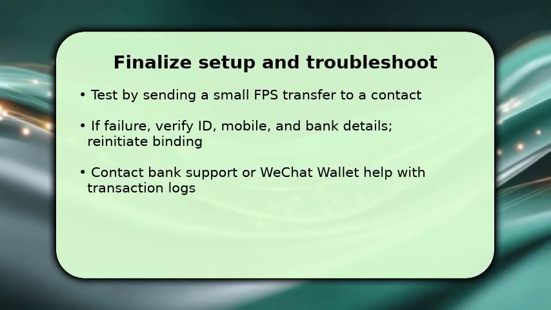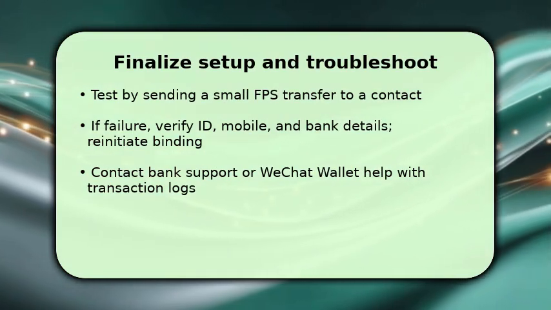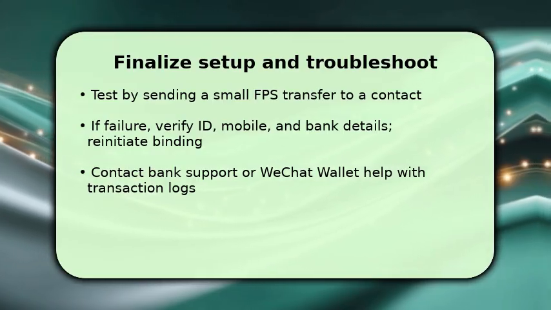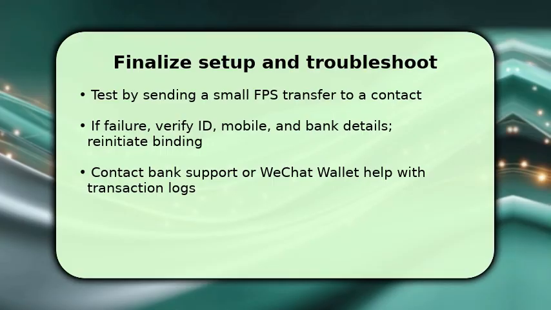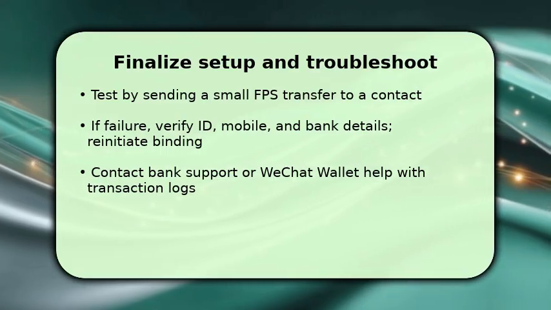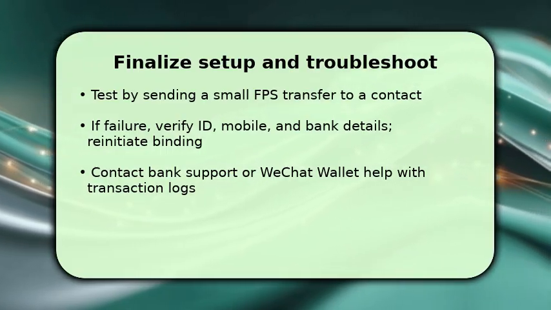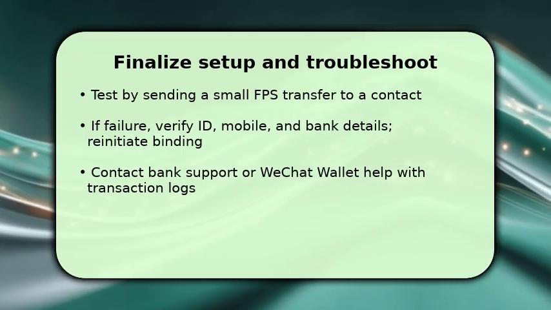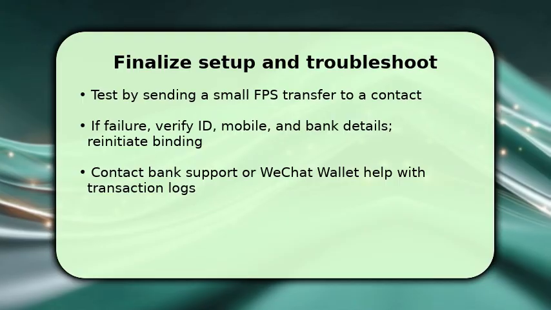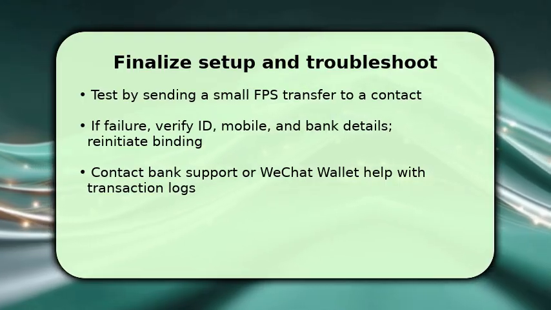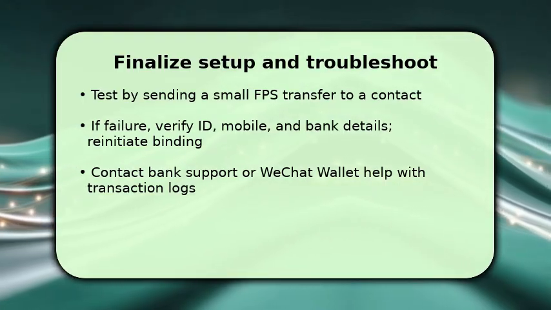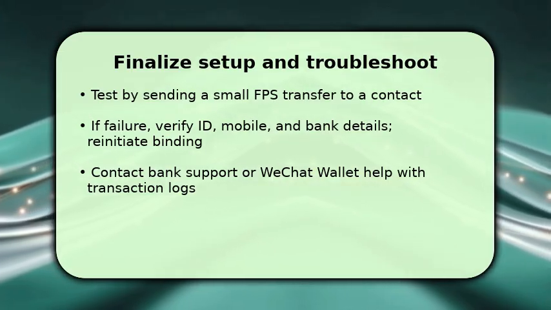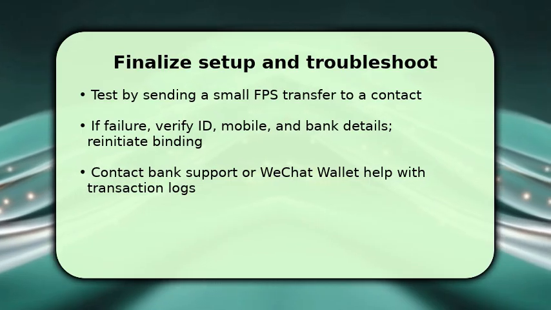To finish, you should perform a small test transfer using FPS to a friend or another of your accounts. This confirms end-to-end setup. If the transfer fails, first recheck ID, mobile, and bank details in both WeChat and your bank app. Many failures are due to mismatched numbers or pending bank approvals. If issues persist, gather the transaction or error codes and contact your bank or WeChat wallet support. Make sure to mention the exact error and time so they can trace the handshake logs quickly.